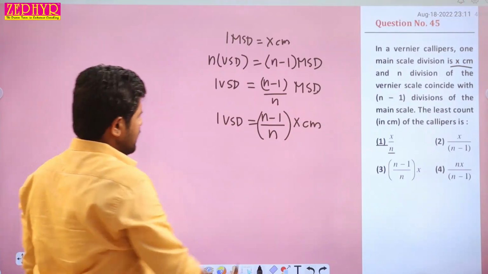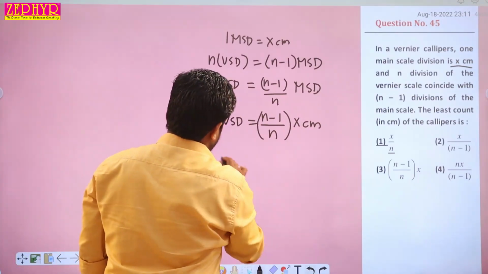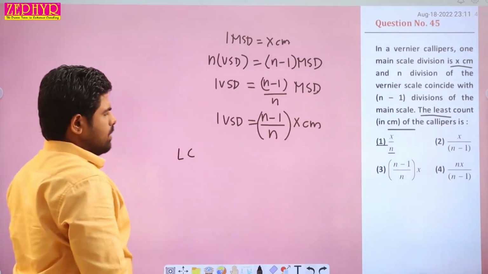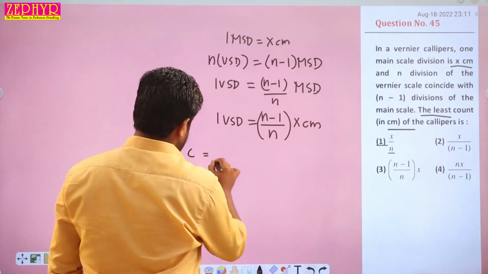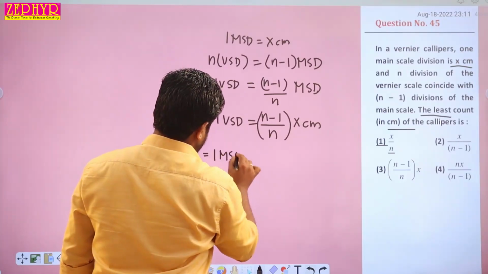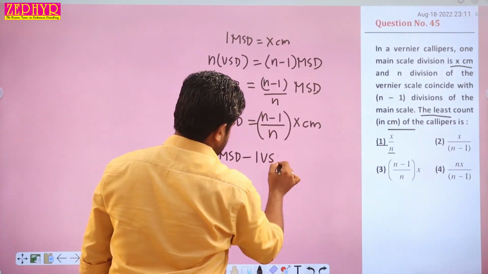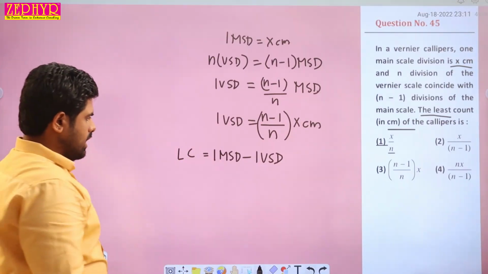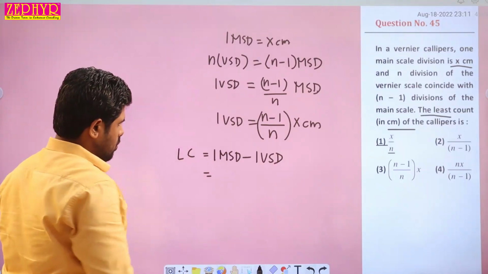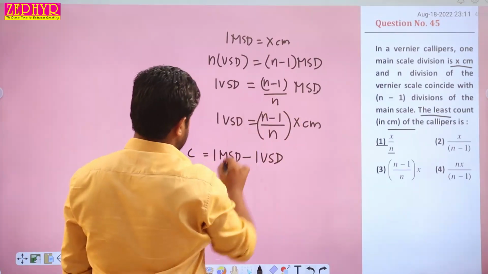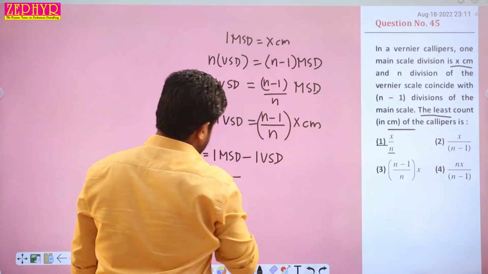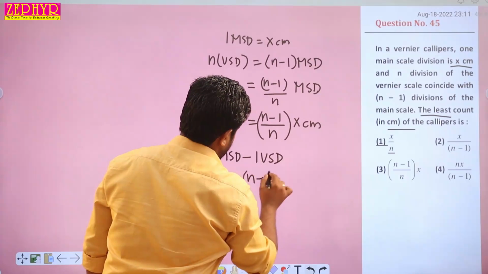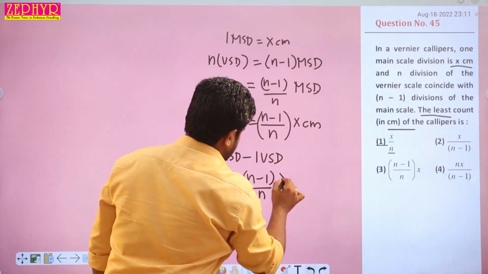Then the least count, LC, of the vernier caliper. To find the least count, LC is equal to 1 MSD value minus 1 VSD value. This is the expression for the least count of the vernier caliper. 1 MSD value is x centimeter, so x minus the 1 VSD value, which is n minus 1 divided by n x.